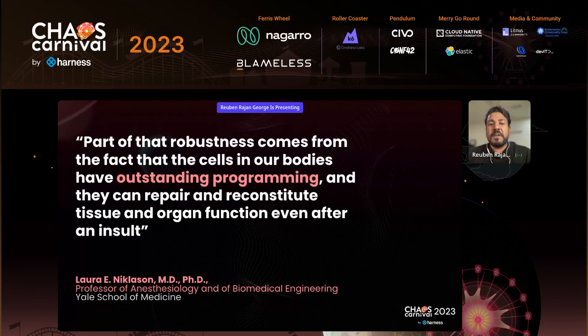Immune cells fight off infection, torn muscles recover, broken bones mend. Even an organ as fragile as the brain can recover. Speech and motor function may return even after large swaths of the brain cells perish during a stroke. The human body and the brain are designed to bounce back from injury. And part of that robustness comes from the fact that cells in our bodies have outstanding programming, and they can repair and reconstitute tissue and organ function even after an insult. To a large extent, the body heals on its own.